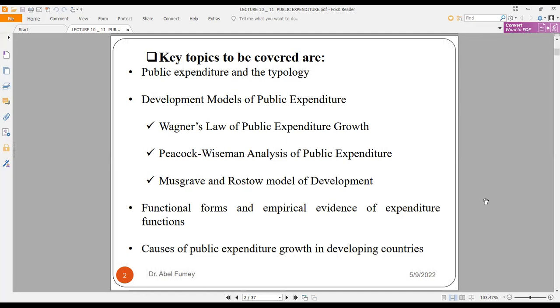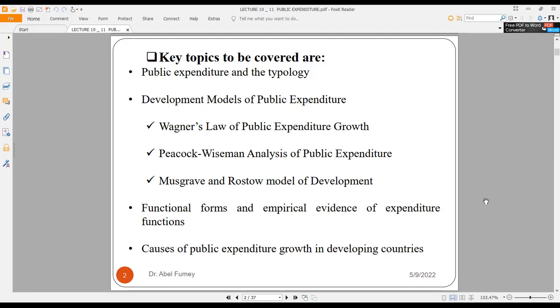We'll look at public expenditure and the typology, then the development models of public expenditure. So we'll look at Wagner's law, look at Peacock Wiseman's analysis of public expenditure, then the Musgrave, and then the Rostow model of development. So these are the development models concerning public expenditure that we'll look at.